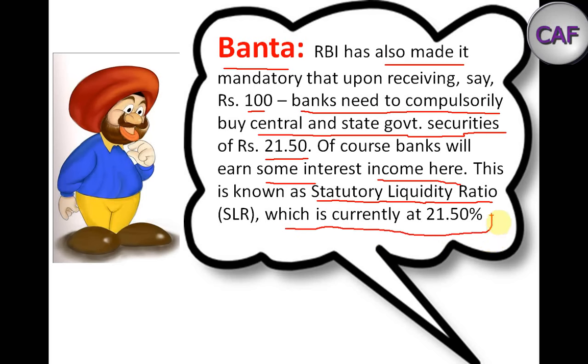I think you guys understand what SLR means. Every public sector bank needs to compulsorily buy central and state government securities of rupees 21.50. The bank will earn some interest on it. This is known as statutory liquidity ratio.